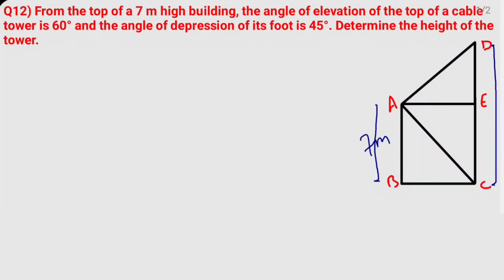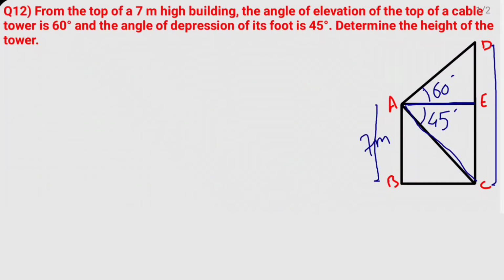And here they given from the building the angle of elevation of the top of the tower is 60 degree. So from a point A, the angle of elevation, here AE is the horizontal line and AD is the line of sight. So here angle of elevation is 60 degree and angle of depression of the foot is 45. So here angle of depression means AC is the line of sight and here AE is the horizontal line. This one is 45 degree. Is it clear?